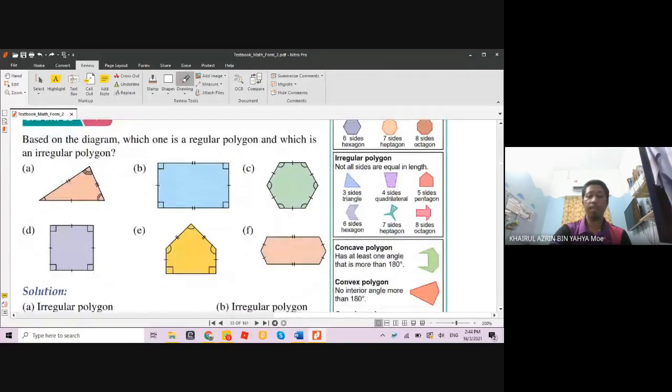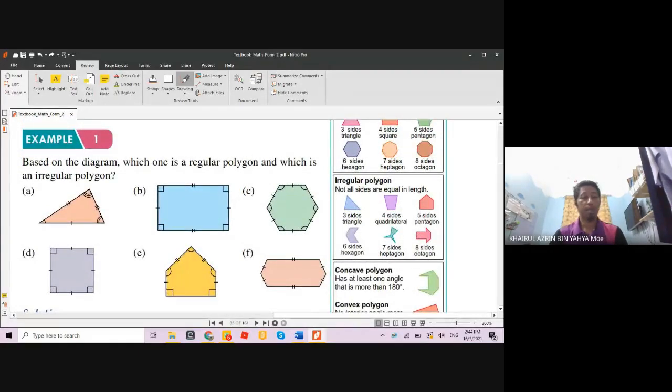Example 1. Okay. Based on the diagram, which one is regular polygon and which is an irregular polygon? So this one, this is of course not a regular polygon. This is not a regular polygon. Okay, we call as irregular. Irregular polygon. Okay, this is a rectangle, not square. This is rectangle. Rectangle also irregular polygon.